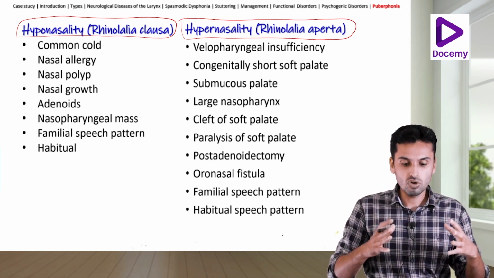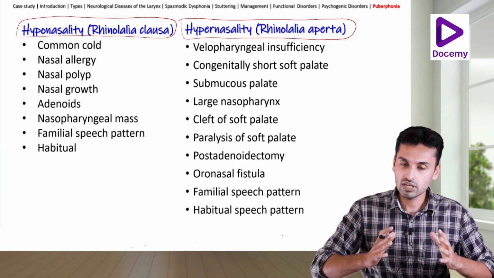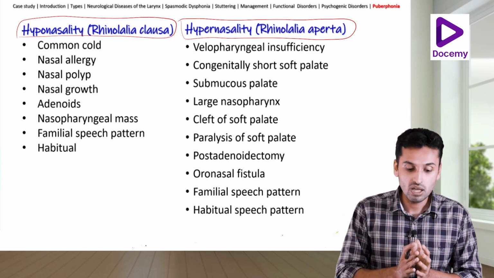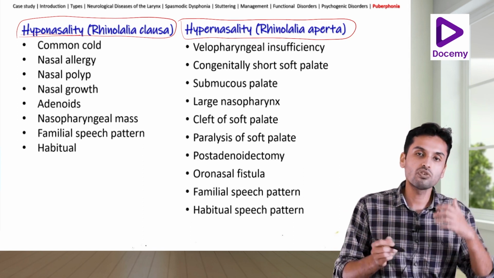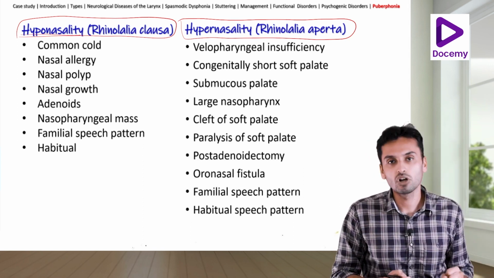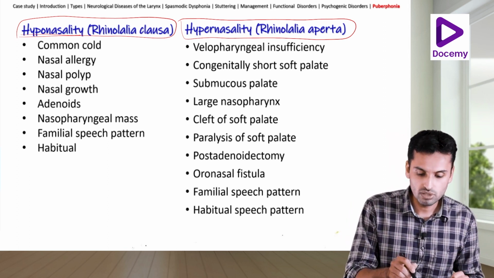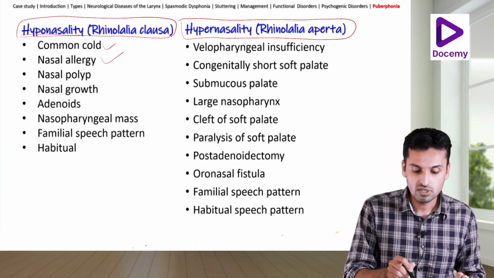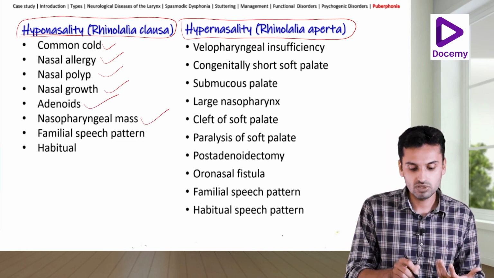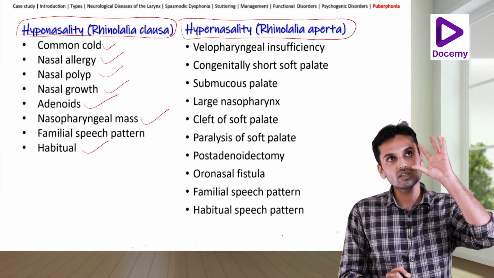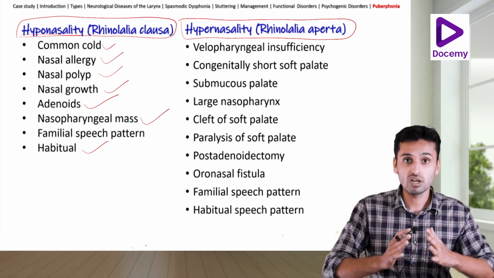So there in clausa, that is closed. The communication between your nose and nasopharynx is closed. Rhinolalia clausa, and that is known as hyponasality. Now think of all the conditions that can cause a nasal or nasopharyngeal obstruction. Obviously the common cold, allergies, nasal polyps, nasal growth, adenoids, nasopharyngeal mass, and obviously habitual. So just think of everything obstructing the nasopharynx and nose, and you will know what is closed.